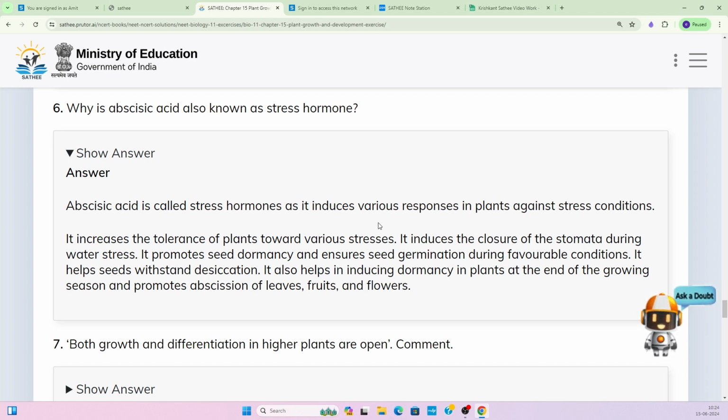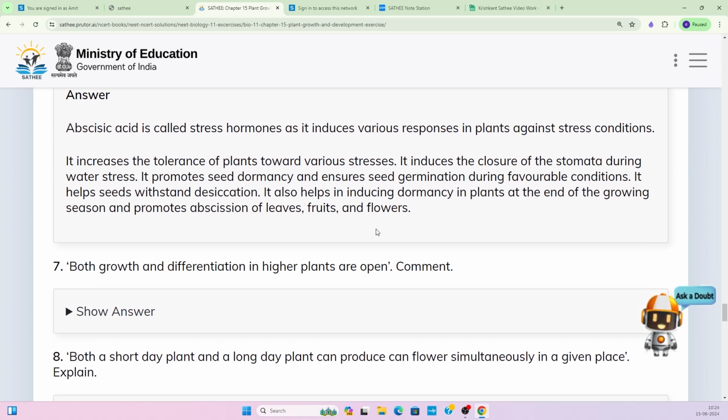It induces the closure of the stomata during water stress. When there is water stress, it causes the closing of the stomata, and it promotes seed dormancy and ensures seed germination during favorable conditions. It also helps seeds withstand desiccation, helps in inducing dormancy in plants at the end of the growing season, and promotes abscission of leaves, fruits, and flowers. So that is why it is called a stress hormone.